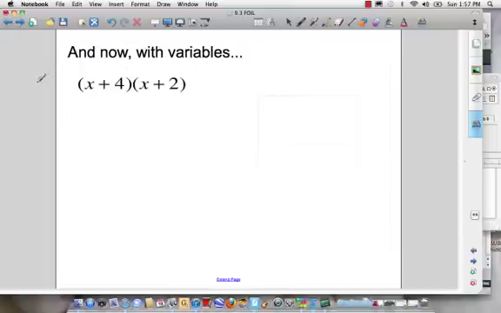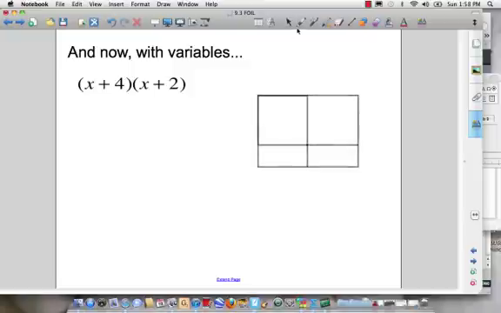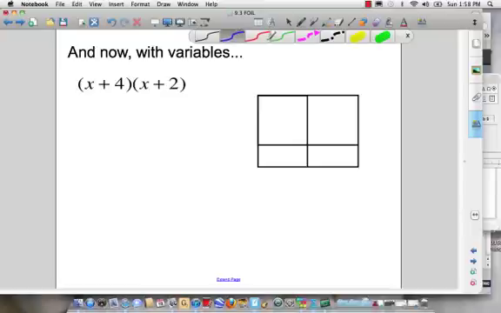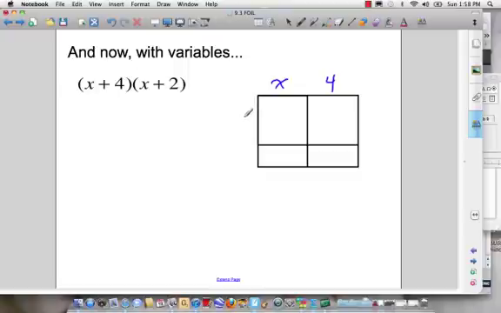So suppose you had to multiply x plus 4 times x plus 2, and you don't know what x is. Well, you can still work this problem out algebraically. I'm going to represent it with a diagram here, and I'm going to say that the length is x plus 4, and the width is x plus 2. And even though I don't know what x is, I can find the area of each individual piece. This one right here is x times x, or x squared. This one right here is 4 times x, or 4x. This one is 2 by x, so it's 2x. And then this one is 2 times 4, or 8.